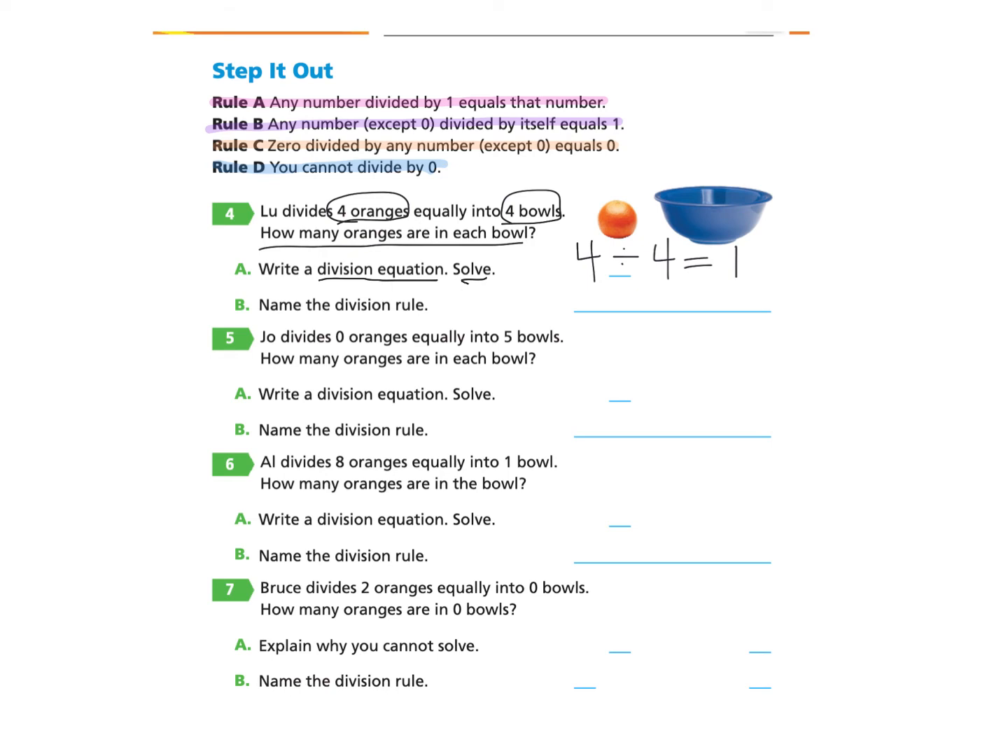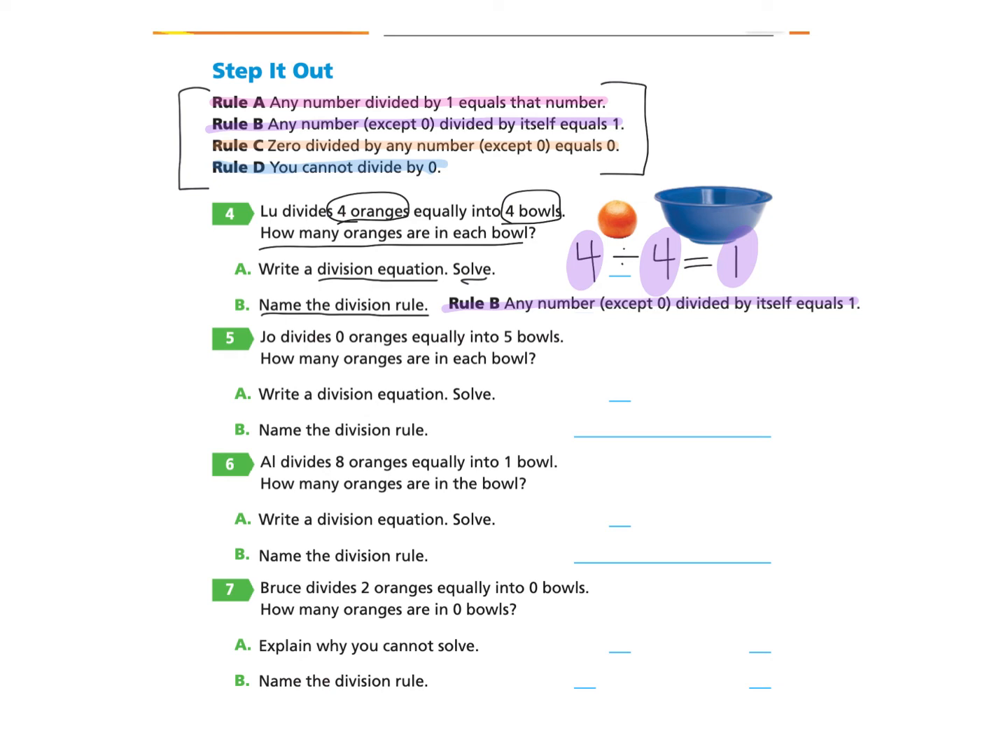And now this is kind of a fun part. It asks us to name the division rule. So we're going to look at these rules and find the one that matches. If you'd like to pause and try that, you may do that as well. And when you come back, you'll find that rule B matches this division equation. We have a number, any number, except for 0, divided by itself equals 1.